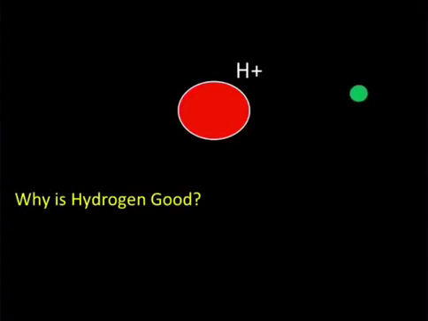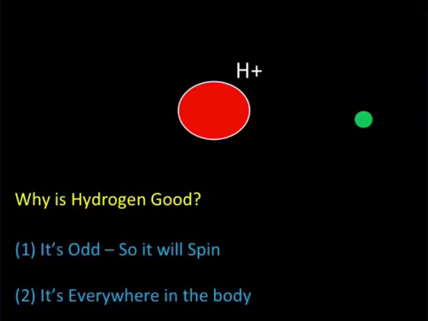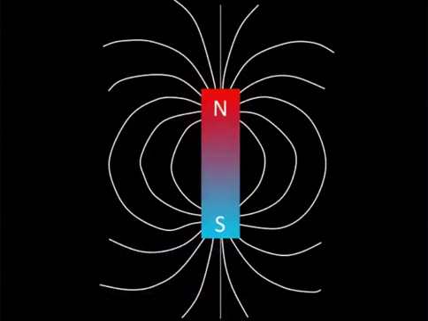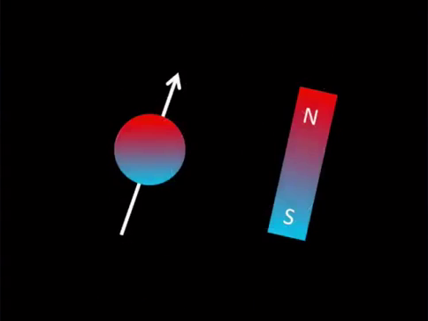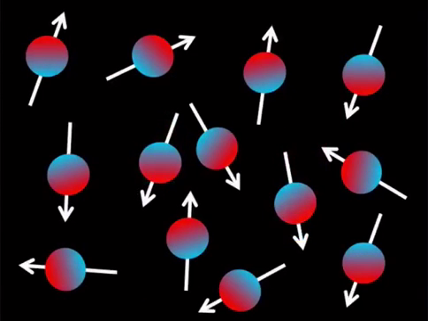So why is hydrogen so good? Well, 1, it's odd, so it will spin. And 2, it's everywhere in the body. It's in your brain, it's in your liver, it's in your feet, it's in everything. It's better to think about these little hydrogen atoms as tiny magnets, maybe something like this. And normally, in the absence of an applied magnetic field, the hydrogen nuclei are just sort of randomly oriented.